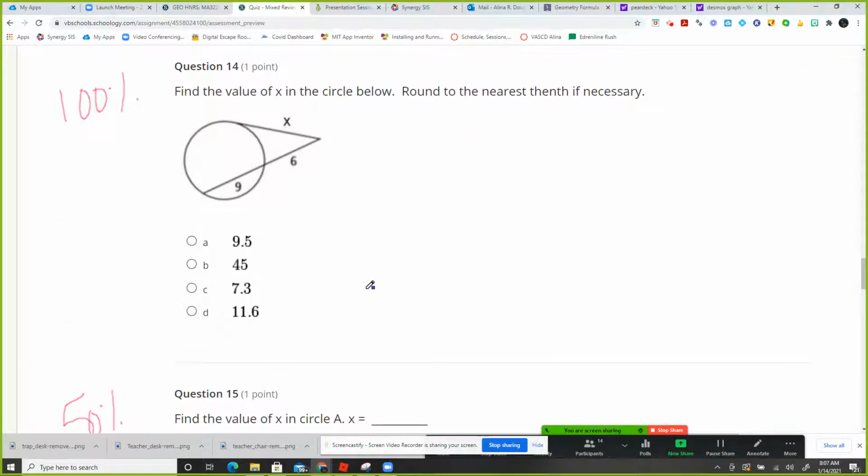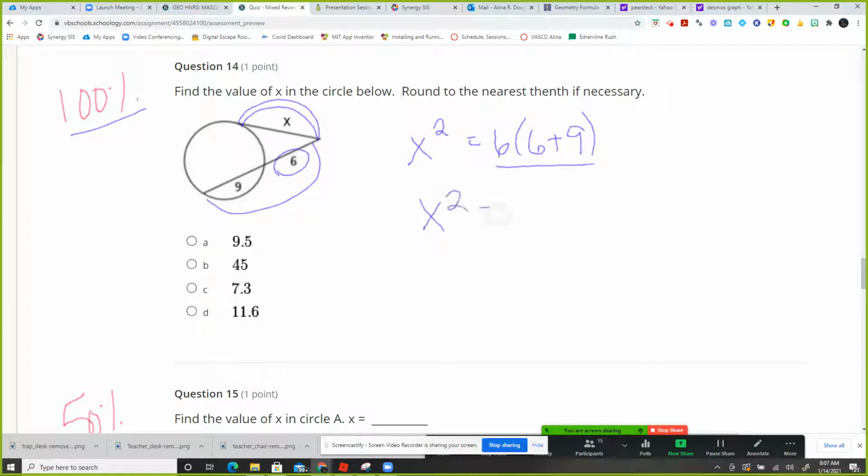Find the value of x, round to the nearest tenth if necessary. So we're going to do the exact same thing. Outside times the total, it's just that that's the same. So x squared equals, and then outside times the total. 6 times 6 plus 9. Even though we got 100% on this, I'm going over it just because I want to make sure that we know it, right? So all of that goes in the calculator, 6 parentheses, 6 plus 9, close parentheses, and we get 90. X squared equals 90.